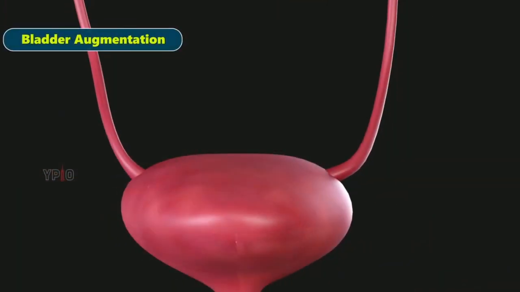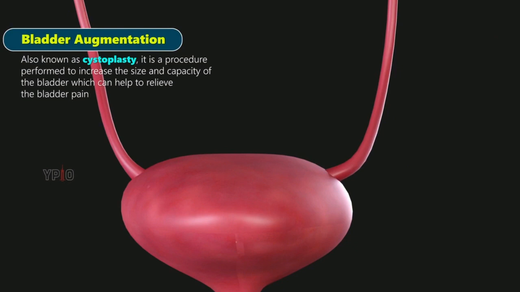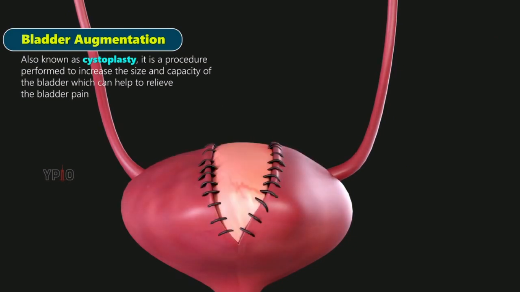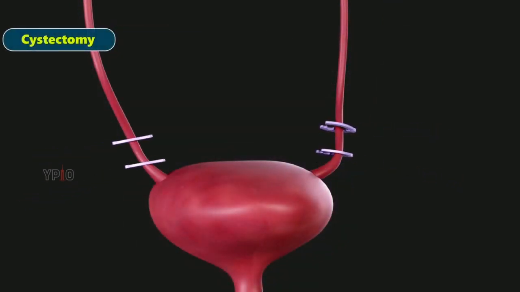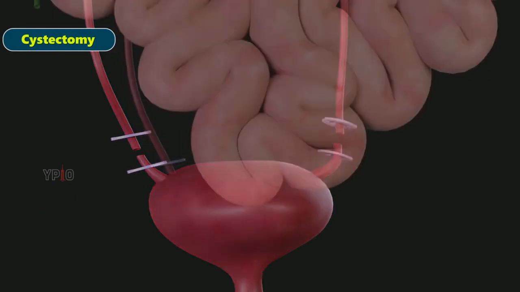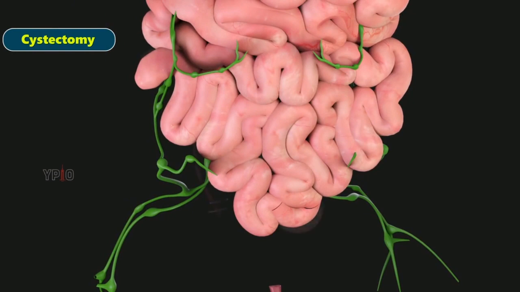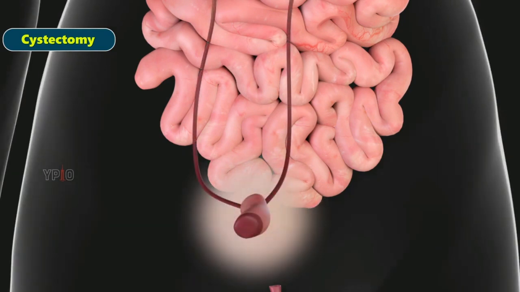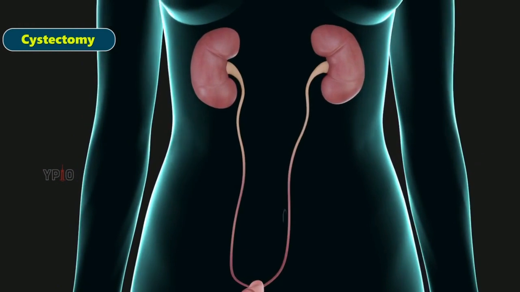Bladder augmentation, also known as cystoplasty. It is a procedure performed to increase the size and capacity of the bladder, which can help to relieve the bladder pain. Cystectomy. This procedure involves the removal of all or part of the bladder, along with adjacent lymph nodes for the treatment of bladder cancer. Removal of the whole bladder, radical cystectomy, will require the surgeon to create a passage for the urine to go from the kidneys to outside the body.